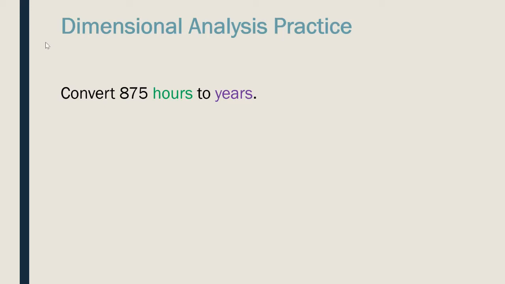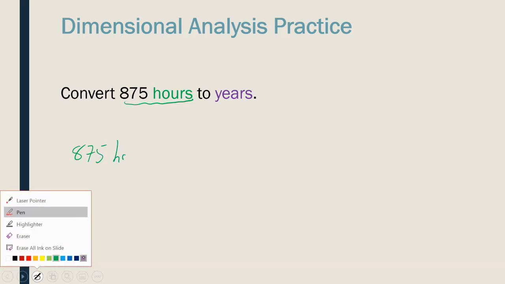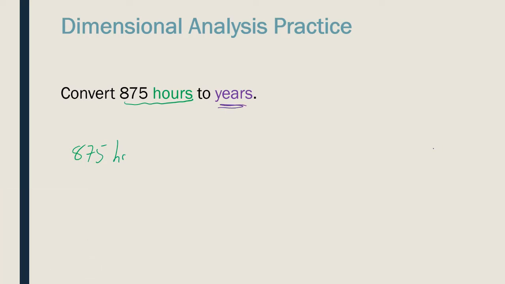All right, so let's do some of this dimensional analysis where we have more than one thing to cancel. So here we're asked to convert 875 hours. That's where we're going to start, the 875 hours. And we have to go all the way to years. That's our answer. So we're going all the way here.